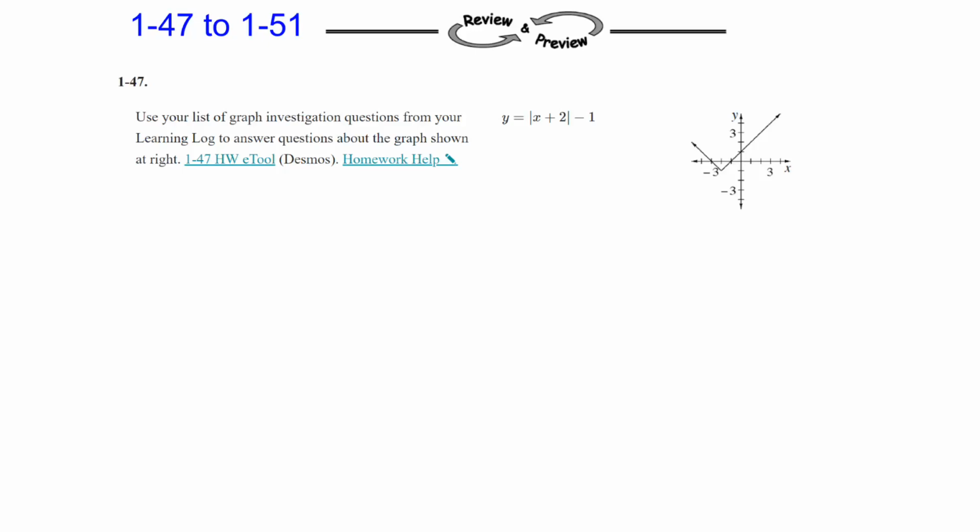Welcome to homework questions from Chapter 1, 47 through 51. Question 47. Use your list of graph investigation questions from your learning log to answer questions about the graph shown at the right. And so the equation is y equals the absolute value of x plus 2, and then minus 1 on the outside.